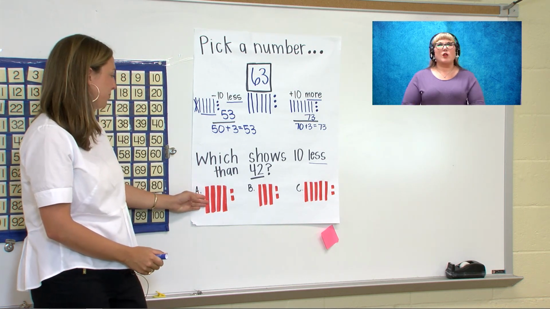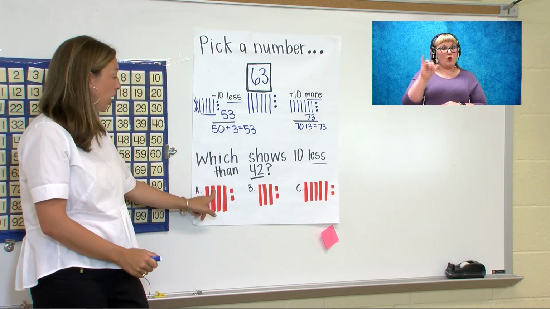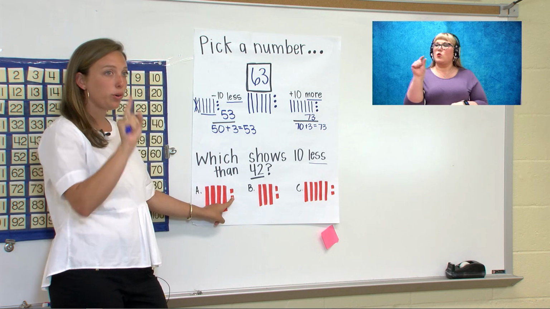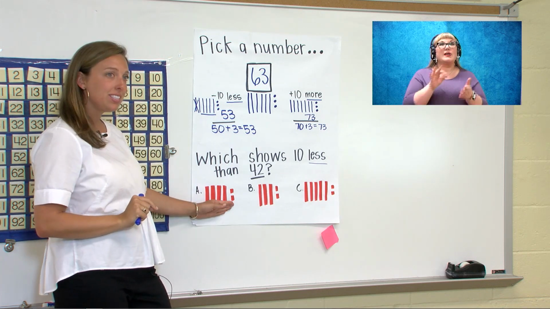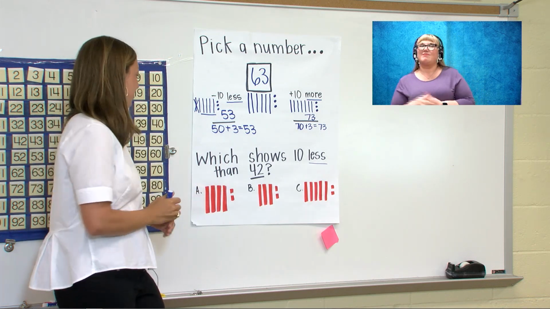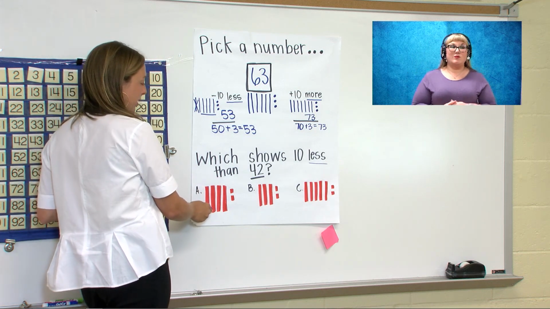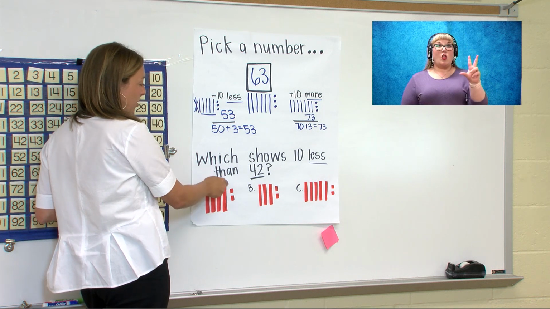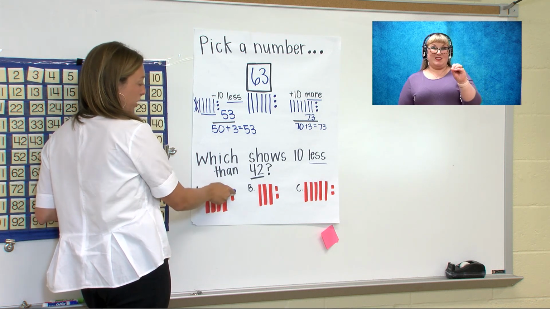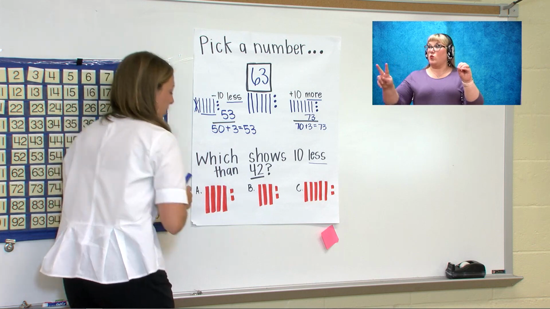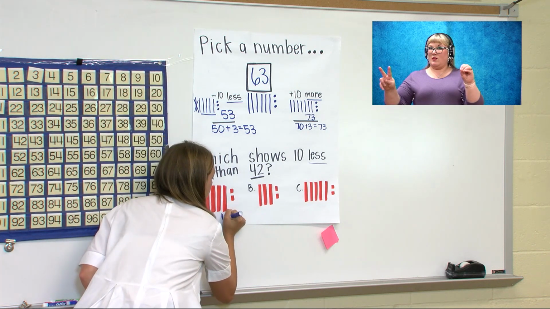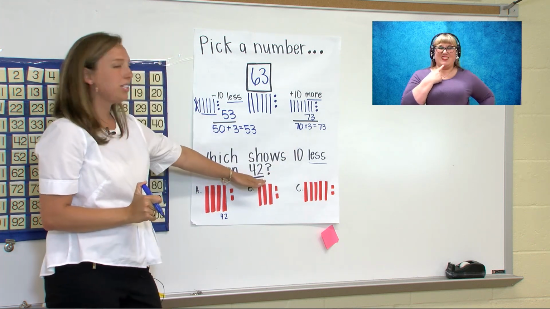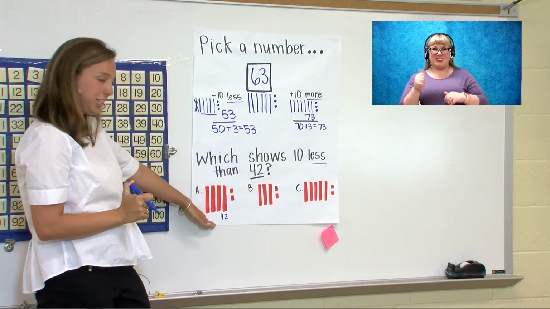Let's look at A. We know that each rod stands for 10, and each cube stands for a 1. So we're going to count by tens and then by ones. 10, 20, count with me, 30, 40, 41, 42. That shows 42.